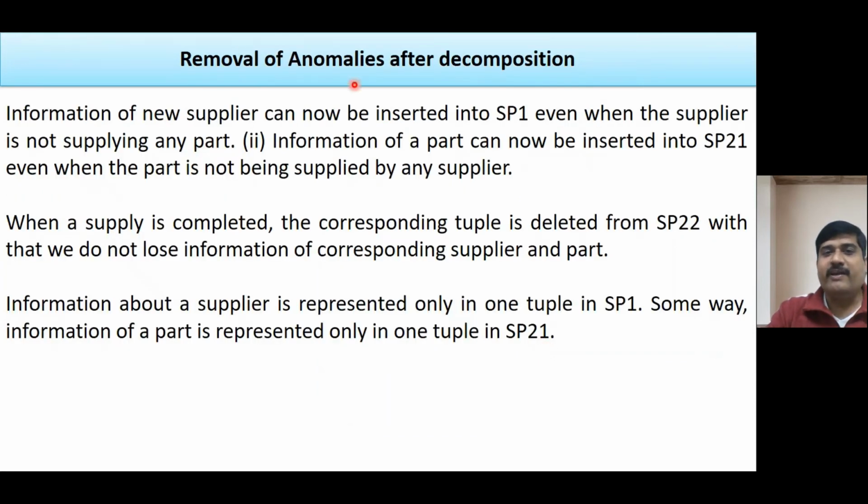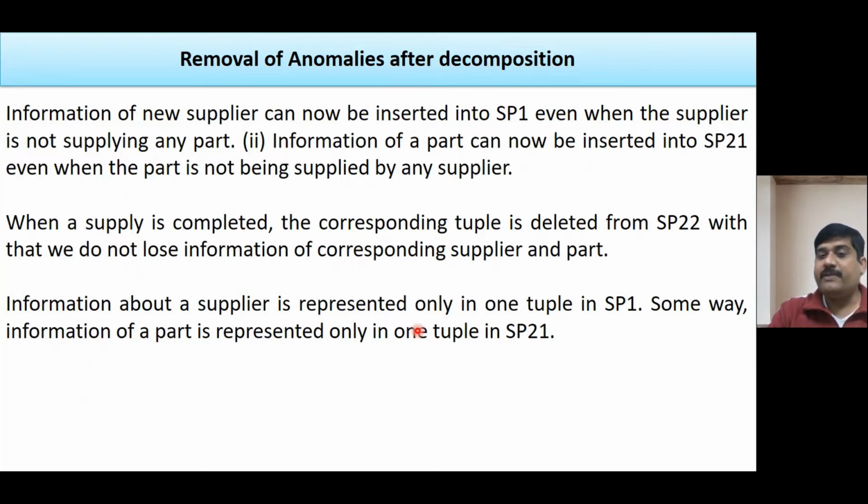So here see, removal of anomalies after the decomposition. Information of a new supplier can now be inserted into SP1 even when the supplier is not supplying any part. Information of a part can now be inserted into the SP21 table even when the part is not being supplied by any supplier. When a supply is completed, the corresponding tuple is deleted from SP22. With that, we don't lose information of the corresponding supplier and part. Information about a supplier is represented only in one tuple in SP1. There is no repetition of the supplier information.